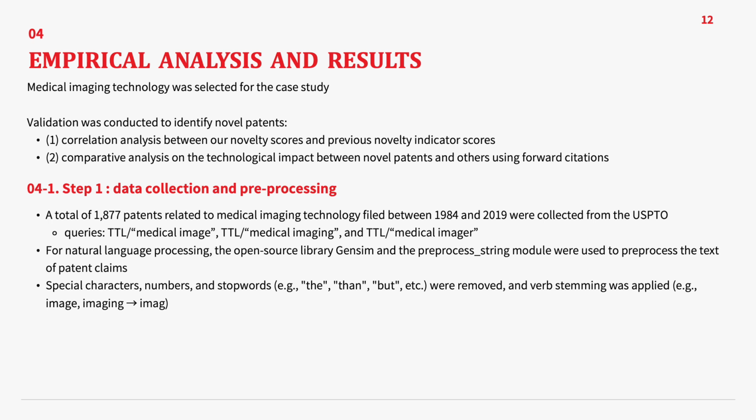Now let's move on to step 1. Step 1 is data collection and pre-processing. A total of 1877 medical imaging patents were collected from the USPTO database using keyword queries such as those above. For natural language processing, the Gensim library and the preprocess_string model were used to clean the patent text. This involved removing special characters, numbers, and stop words like the and but. Additionally, verb stemming was applied, such as converting words like image and imaging into imag, for consistency.